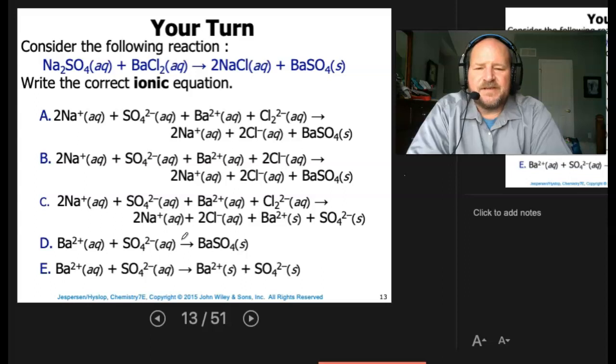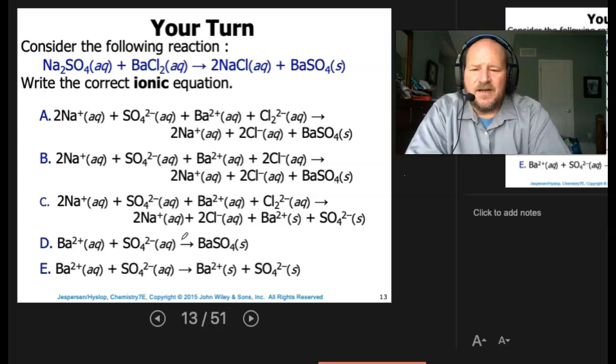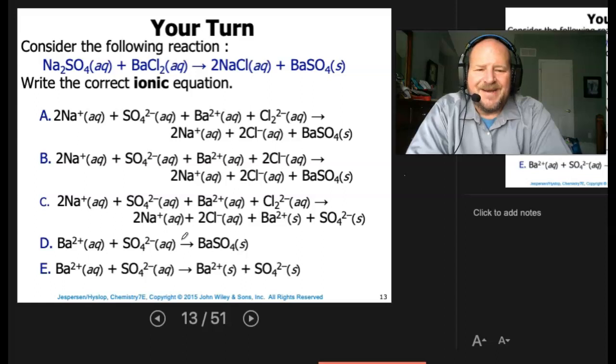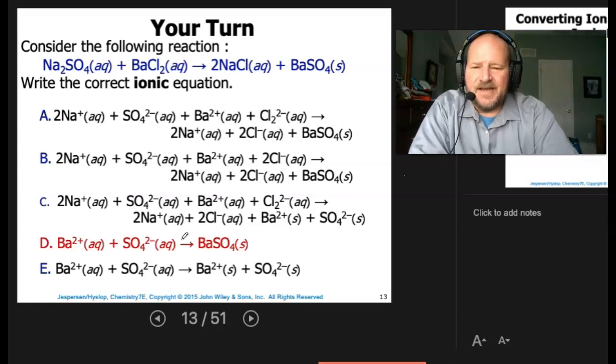So A, B, C, D, or E. Write the correct ionic equation. I believe they want the net ionic equation here. So what is the correct net ionic equation? And hopefully you came up with D. Okay, so that's the net ionic equation. Let's see, do any of them come up to be the right ionic equation?